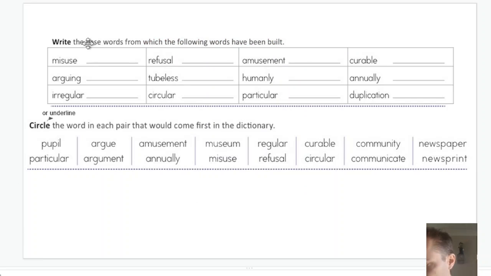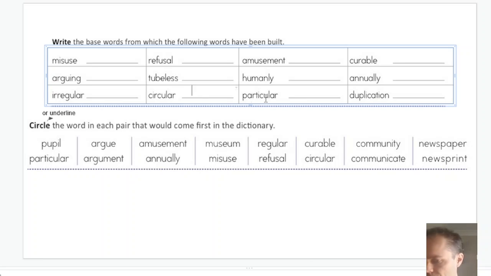The base word. So the base word is the root word, which is, I guess, the thing before there's a prefix or a suffix on it. So if you've got misuse, then the base word you would assume would be use. Refuse. I mean, if you just had fuse there, maybe, but I think in this situation it's going from refuse. Circular. What? It's a shape. There's your clue.